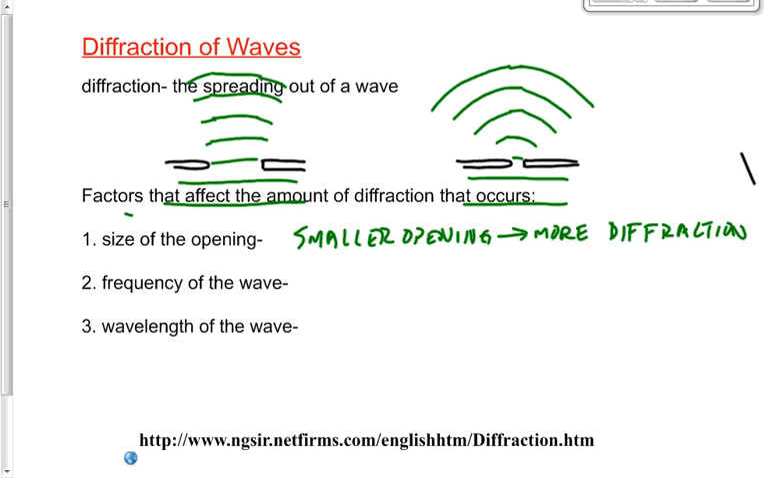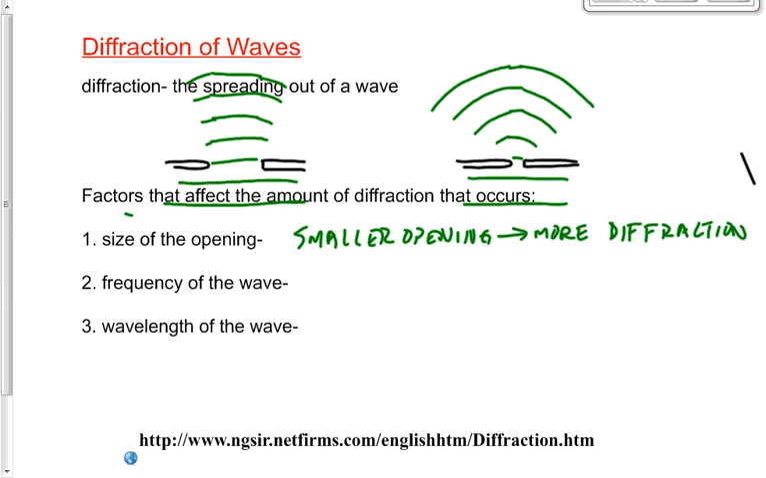A small opening is more like dropping a rock into the water. When you drop a rock into the water, what happens? You get a complete circular wave formed, right? That circular wave goes out around it. When you drop a rock into the water, you don't just get part of a wave like this, you get a complete circle formed.